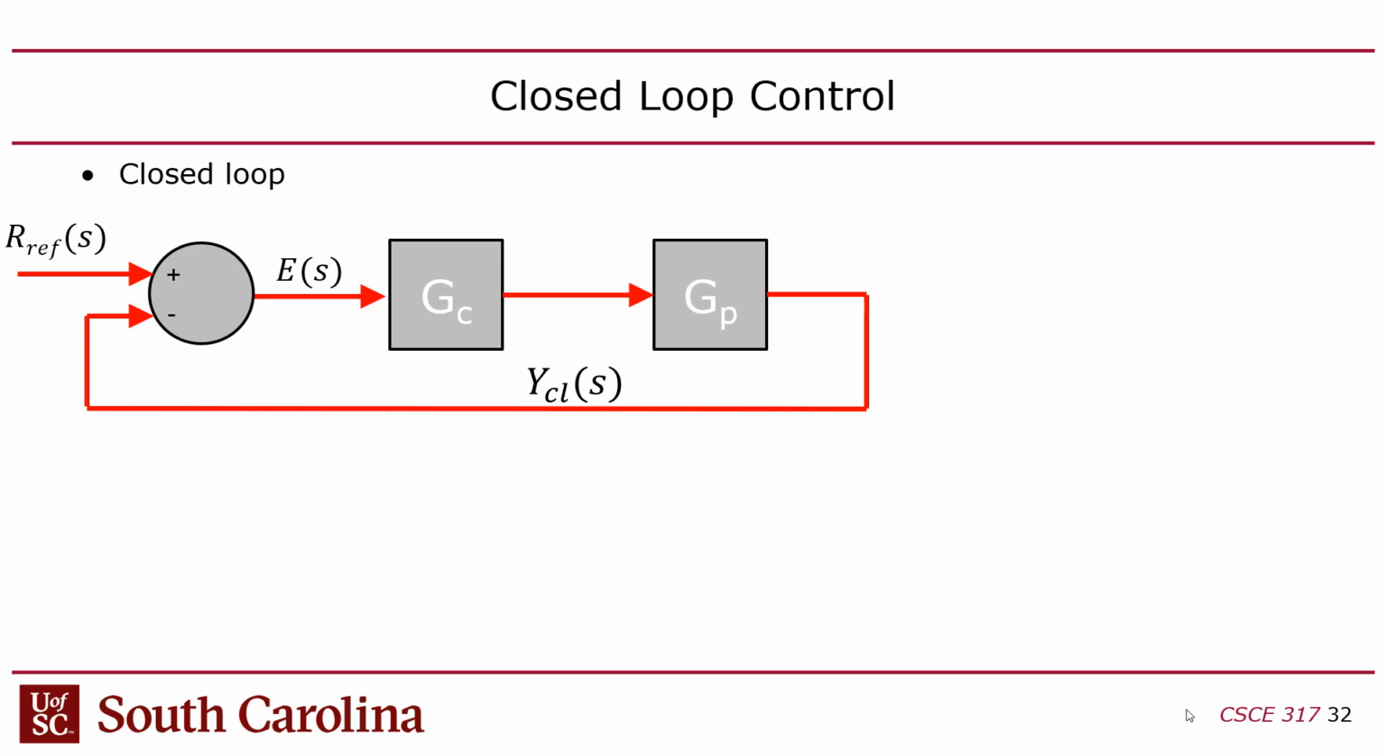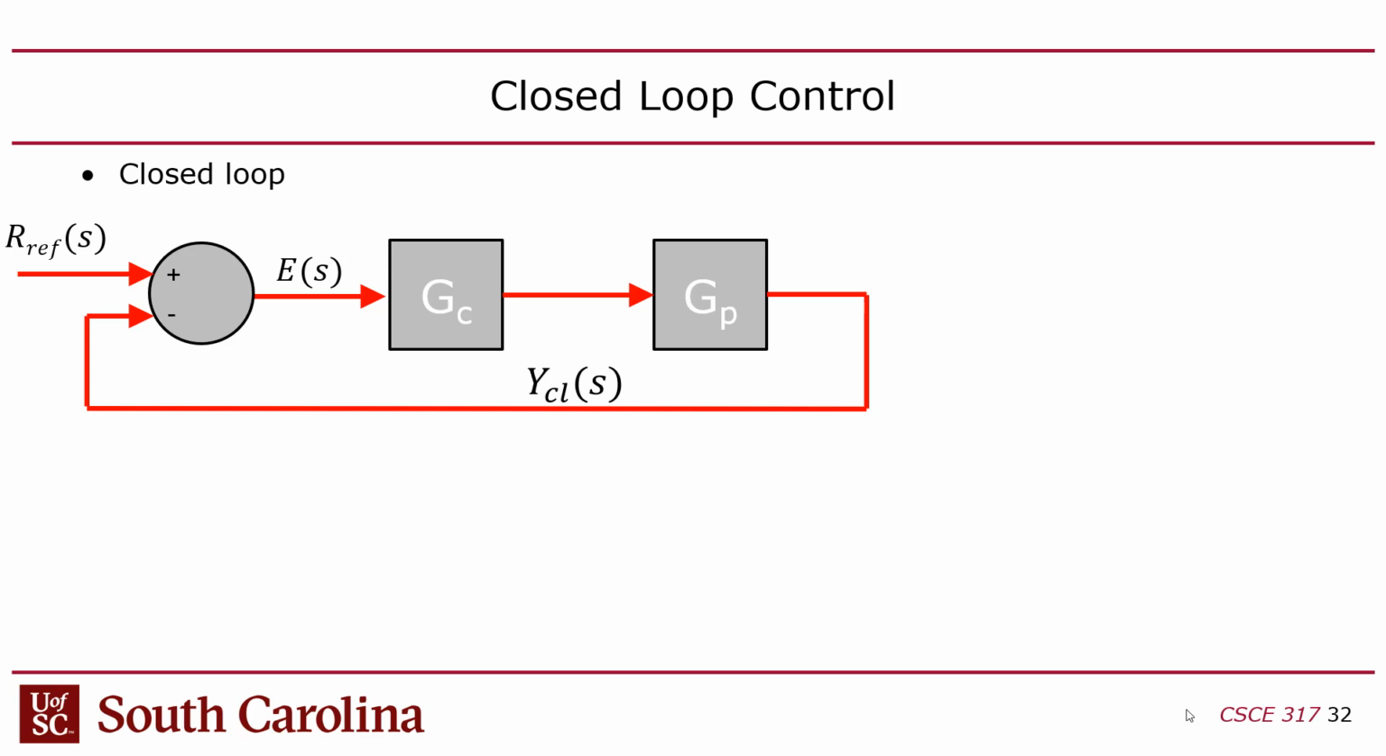So the question is, how do we construct a transfer function for this? Because remember, I told you that you can use a convolution if you have a serial connection of two transfer functions, but now we have a loop. How does that work? How do you figure that out?